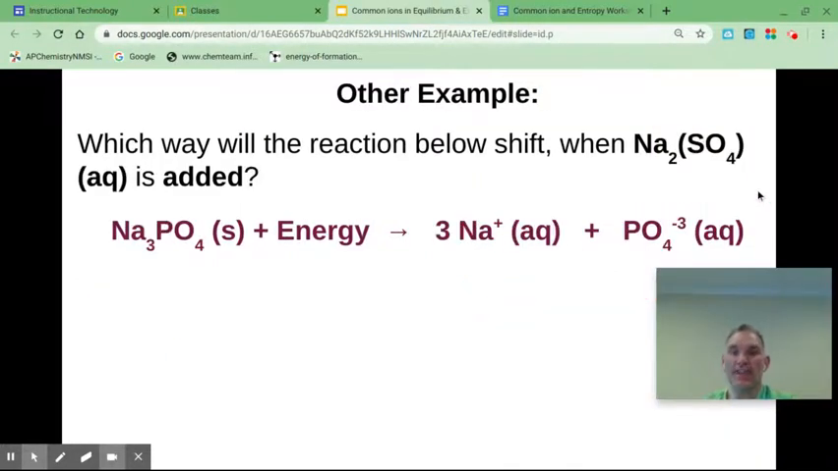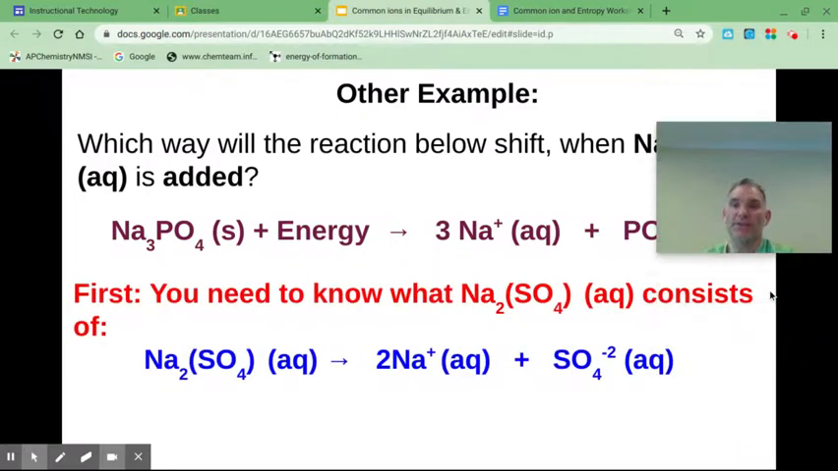Let's do one more example. Which way will this reaction shift when sodium sulfate aqueous is added? Now take a look at the reaction. I have sodium phosphate, an ionic solid, that's dissolving in water to give me my ions: Na plus ions and phosphate ions. The reason why it's 3 is because it's Na3. Now, I am adding Na2SO4. Notice that's not here. So I have to understand how this works first.